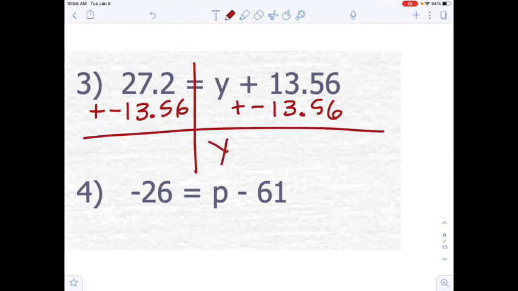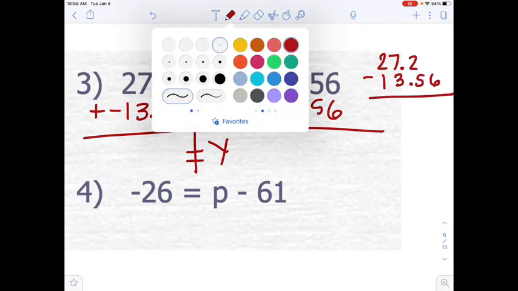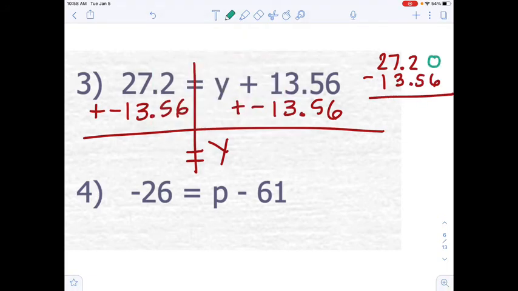I'm left with y equals, and then I'm going to take 27 and 2/10, subtract 13 and 56/100. I'm going to add a 0 in here for place value, and then I'm just going to bring that decimal down and subtract. So I got to borrow. And I get 13 and 64/100.